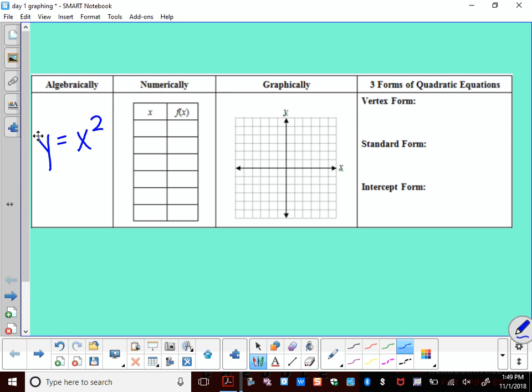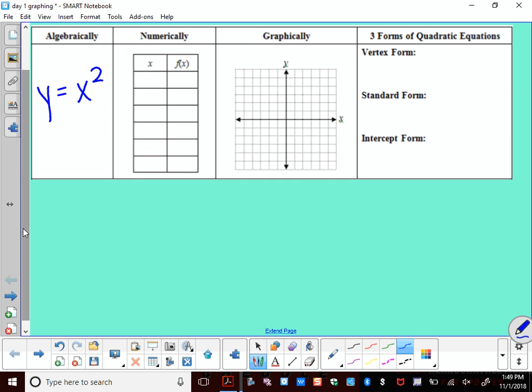Alright, so numerically, if I plug in x, I'm going to just make up some numbers for the table. I'm going to use -2, -1, 0, 1, and 2. Those are completely made up. They're just easy for me to plot. Let's say I want to plug this in. You don't have to write this. I don't need to know if you have that much space.